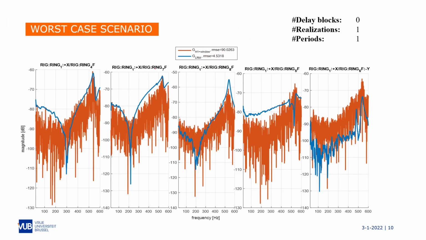Okay, let's start with the most challenging case. This is the worst case scenario. This means that we have 0 delay blocks, 1 realization, and 1 period. In other words, this is the very, very first block. To make things simple, I selected only one, the most problematic output channel. And in orange, you can see the frequency response function estimates of the H1 windowed overlapped estimate with approximately 90% root mean square error. And in blue, you can see the local rational method, our proposed method, with a root mean square error of 4.5%.